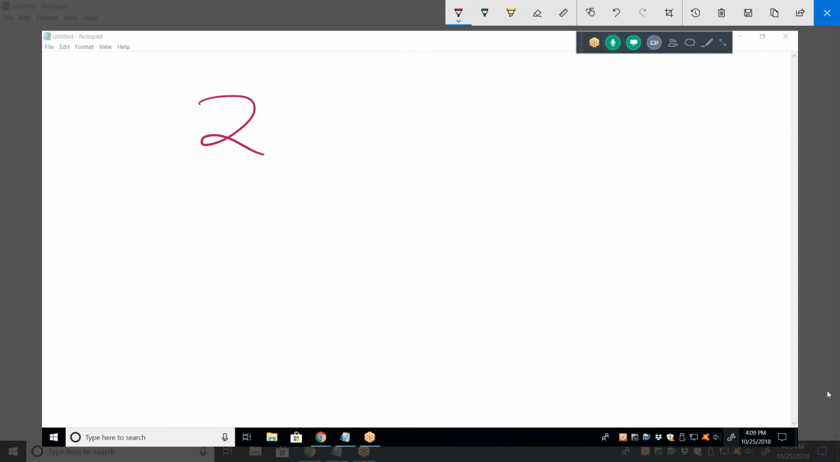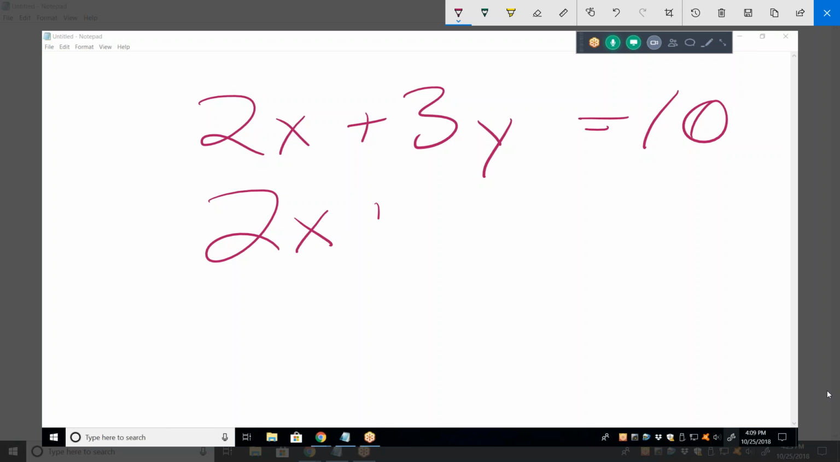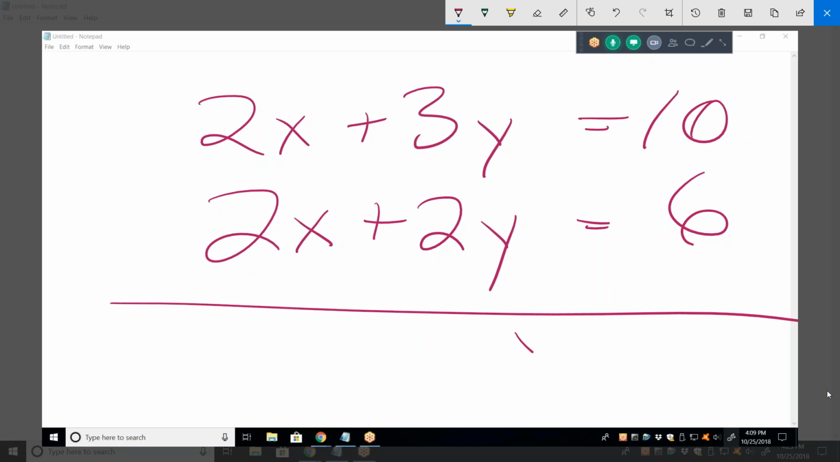In other words, if I have this, and I also have this, I can eliminate a variable immediately by subtraction. And that is the fastest way to do it. You get y equals 4, one step.